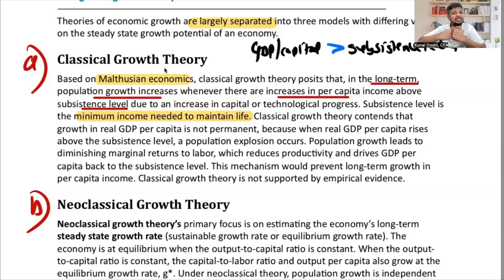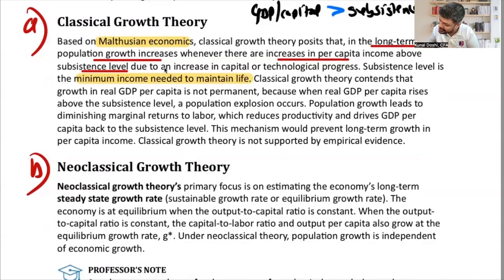country, right? So this country will definitely see a high population explosion. So the population growth will substantially increase in such countries, right? Classical growth theory contends that the growth in real GDP per capita is not permanent. Why is it not permanent? Because they are saying no country can forever grow at a rate higher than the subsistence level.